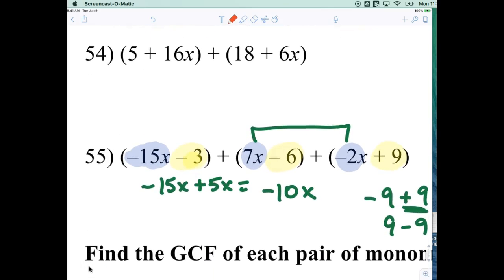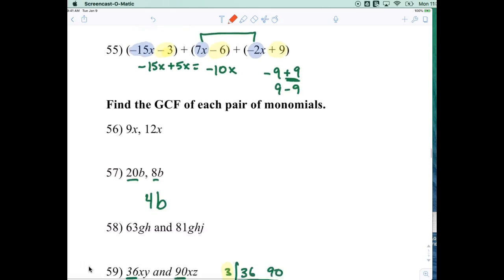All right, Disa, why don't you tell me this one? 5 plus 16x plus 6x. So you do 16x plus 6x, which equals 22x. Good job. And then you add 18 plus 5, which is 23. Nice work. 22x plus 23. All right, any questions?